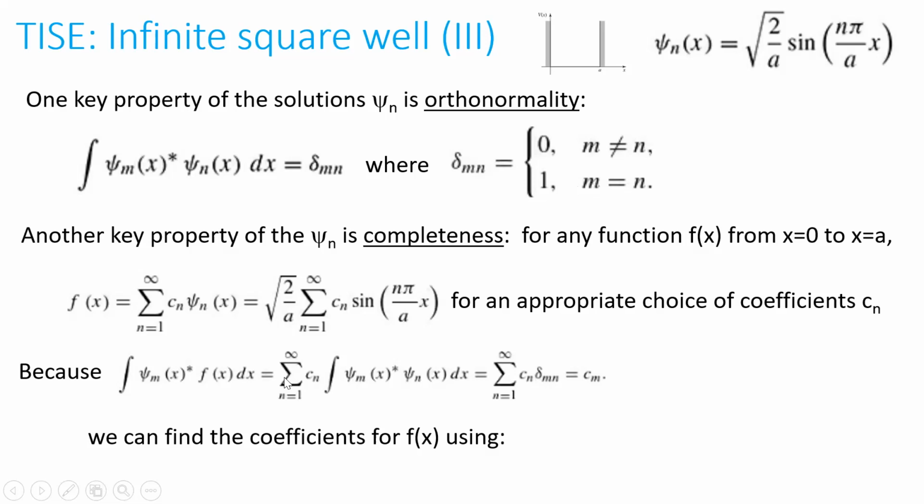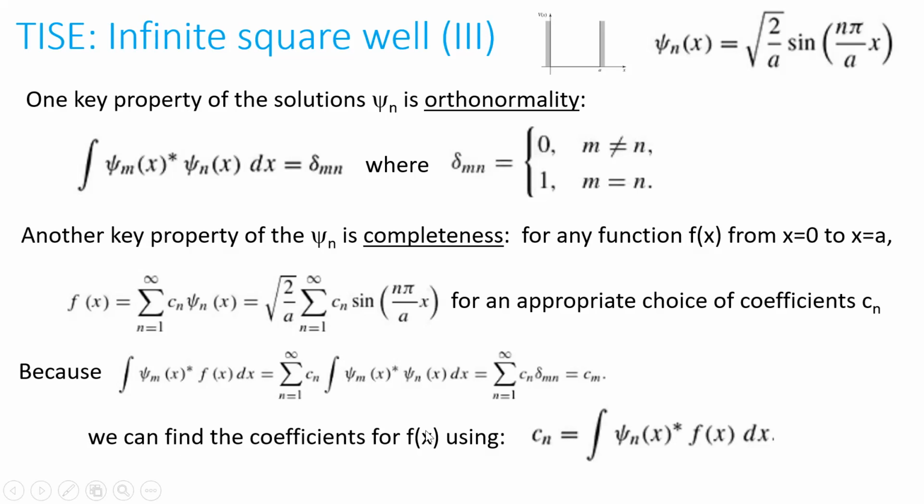So to find the coefficient, we can integrate the function we're trying to represent with the particular basis function psi m, and when we do that integral, we immediately get the coefficient that we need to represent it as this series. So in the textbook, our textbook, this is called Fourier's trick.